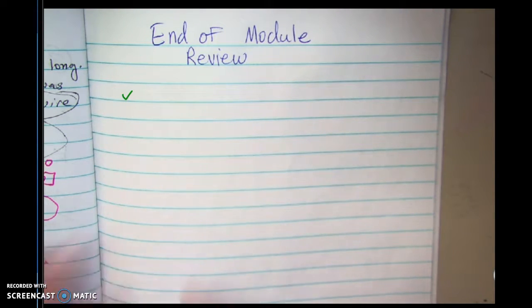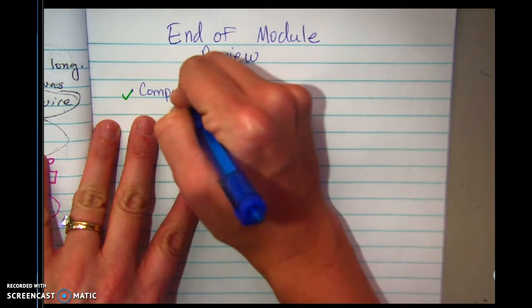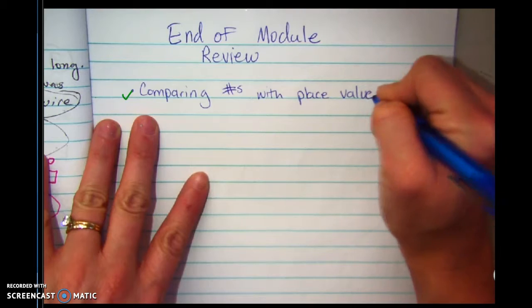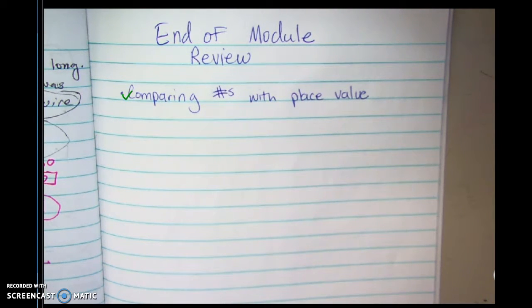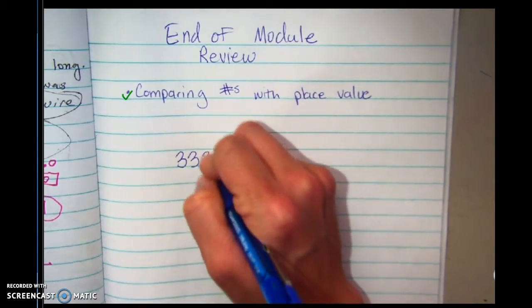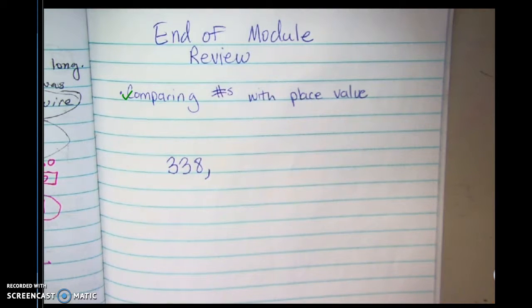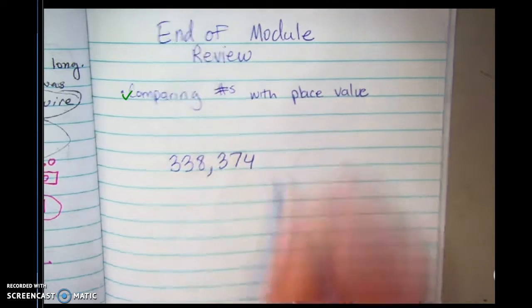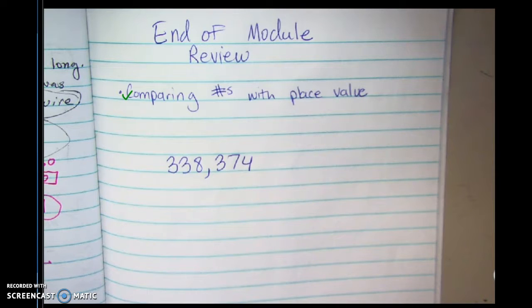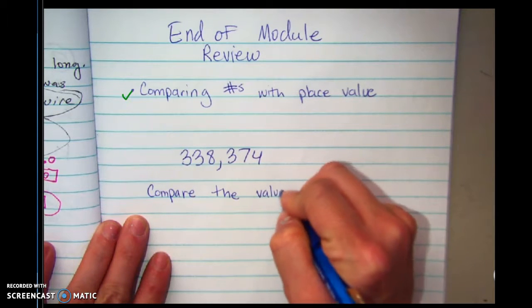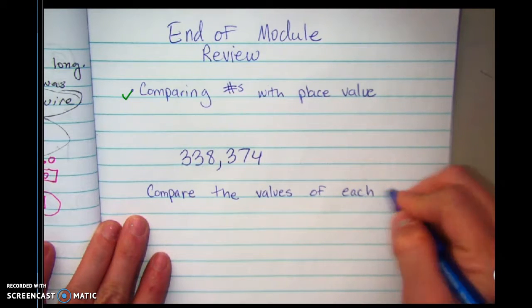So one of the things that you will be asked to do, and one of the things you might think way back to, is we have worked on comparing numbers according to place value, right? Now, let's just say that I have the number 338,374. And my question says to compare the values of each three.